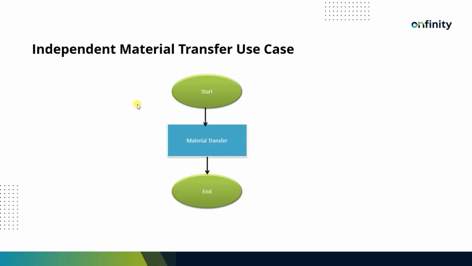Before moving on to the step-by-step execution of this use case, let's take a look at the independent material transfer process flowchart. This flowchart will help you better understand how the process starts and concludes. As you can see, the process starts with the creation of a material transfer transaction and ends at the same screen once the transaction is completed. This provides a simple overview of the process flow.